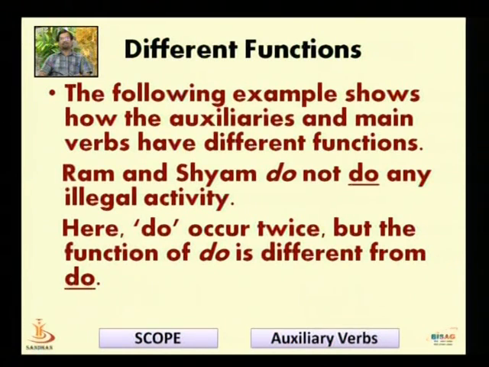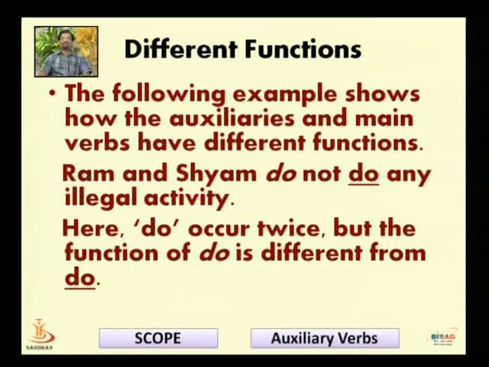So the italicized do is the auxiliary form, whereas the other do, which is underlined, is the main verb. Though the two do's used in the sentence are the same, their function is different, their positioning is different. As a part of speech, they are different.